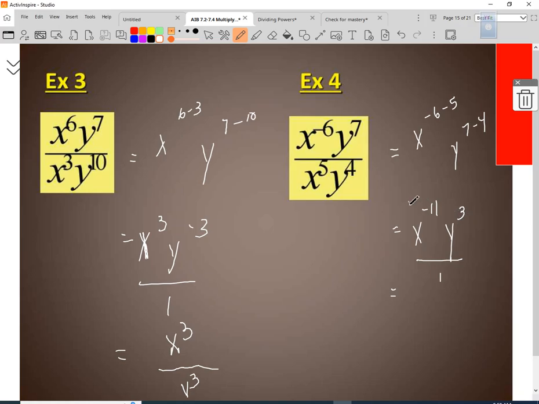Yes, so it's got to be a fraction because that's going to be negative. So anything with a positive exponent stays where it is. So the y to the third stays on top. X to the negative 11th goes to the bottom and becomes a positive. Any questions? Okay. Keep going.